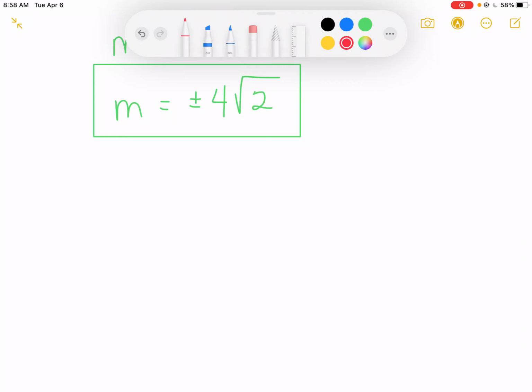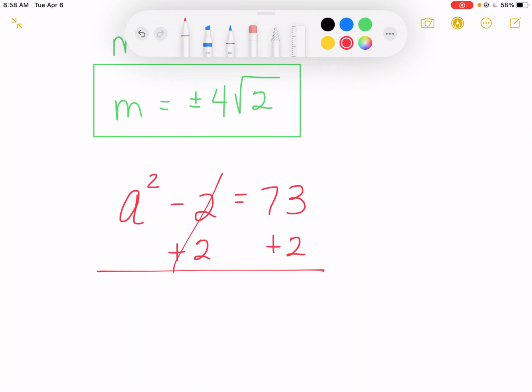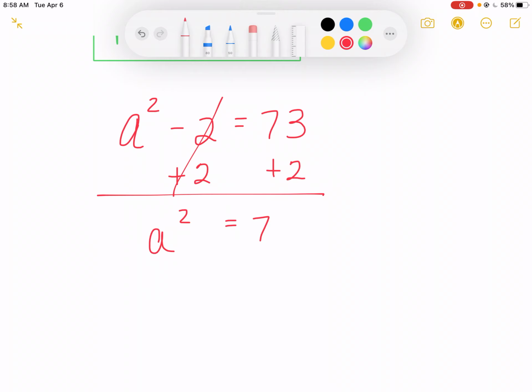What about if you had something a little more complicated, like a squared minus 2 equals 73. Okay, you'd want to get a squared by itself, so add 2 to both sides. So a squared equals 75. Then you'd want to square root both sides. So a would equal plus or minus. Now, 75 is 25 times 3.